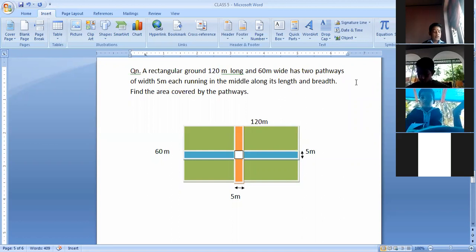Length into breadth. Okay, that is the equation to find the area of a rectangle, right? That is the equation for the area of a rectangle. But that is not what I asked. What I asked is, there are two pathways in your plot.